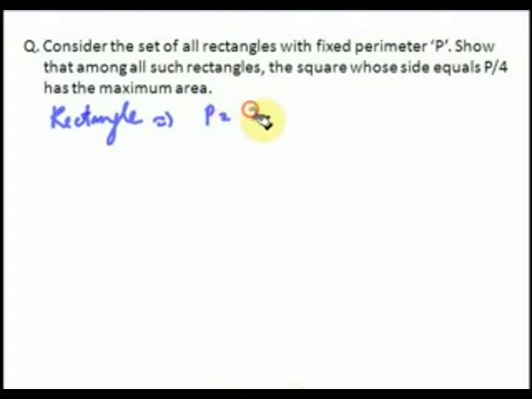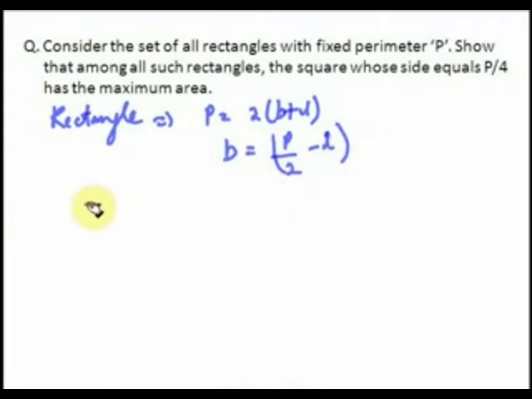So the perimeter of the rectangle is equal to 2 times L plus B, right? Length plus breadth, 2 into L plus B. So we can find the value of breadth. Breadth is equal to P by 2 minus L. There are two variables, L and B, the length and the breadth.